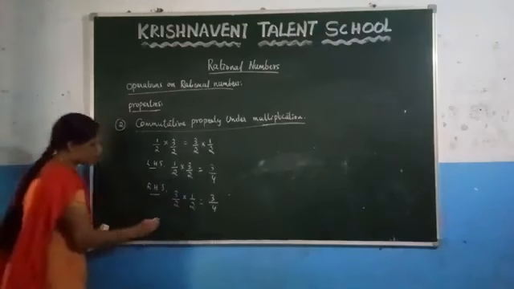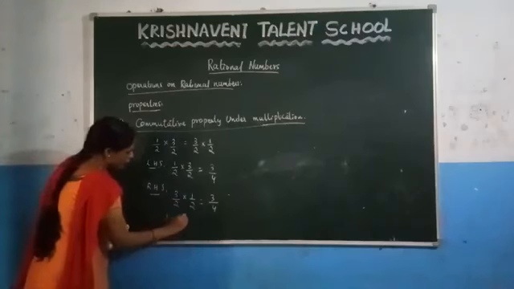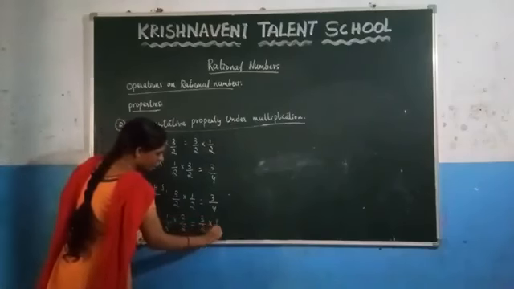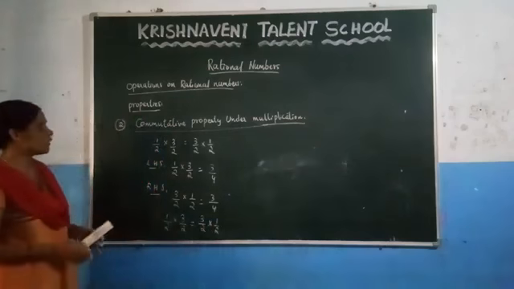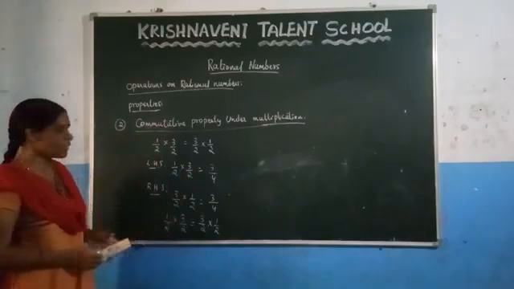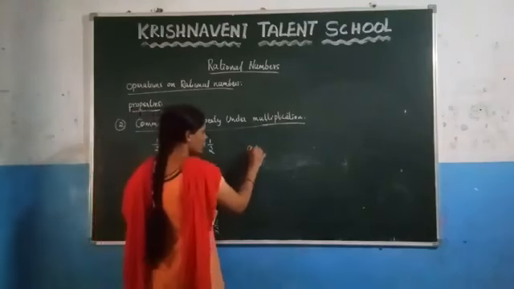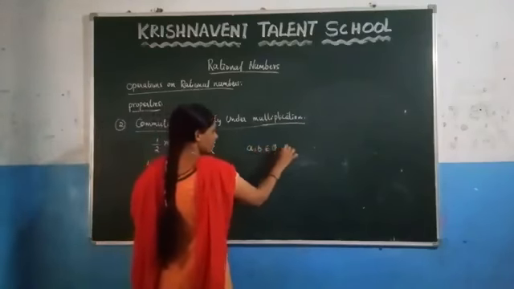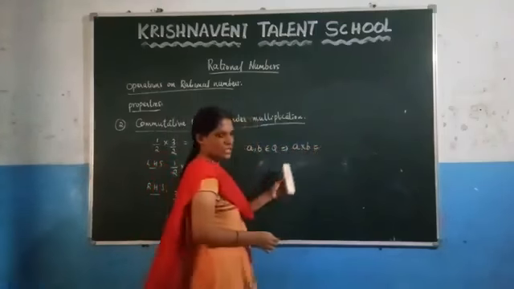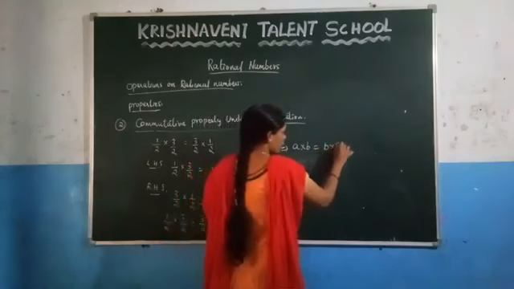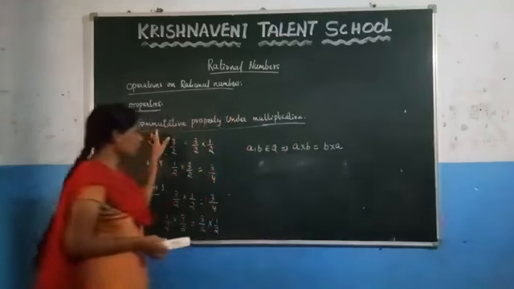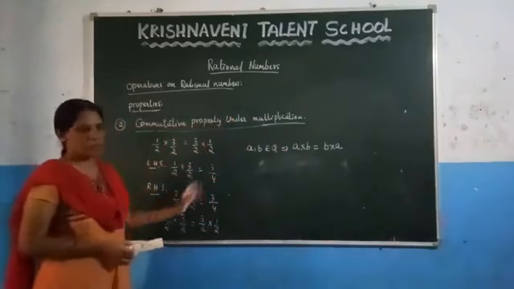So from this we can conclude that LHS is equal to RHS, which is 1 by 2 into 3 by 2 is equal to 3 by 2 into 1 by 2. From this, we can say that the commutative property holds good under multiplication in rational numbers. How do you write? If you consider any two rational numbers, then if you multiply those rational numbers and if you change the order, you are getting the result as same. So, from this we can conclude that the commutative property holds good under multiplication.